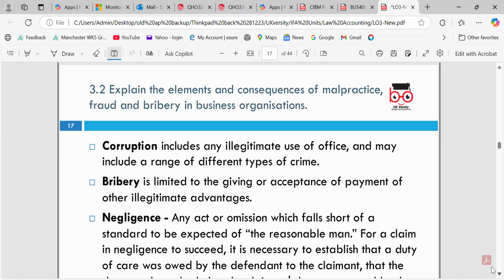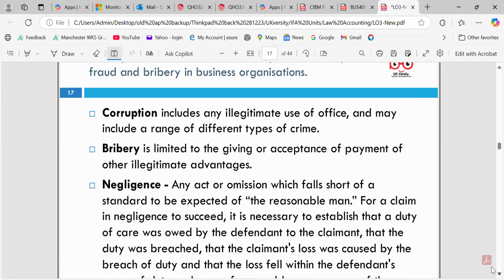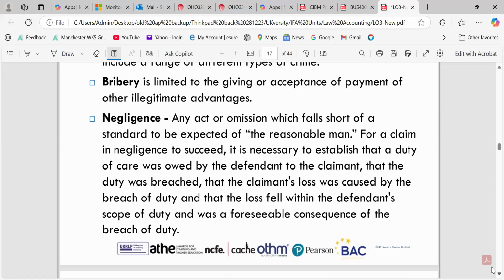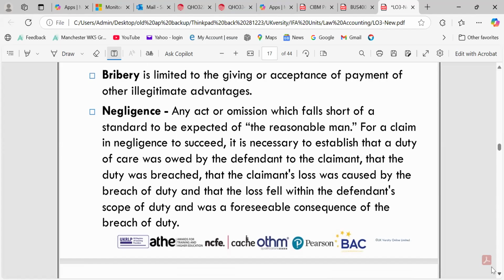Then we have 3.2, where we discuss corruption, which includes any illegitimate use of office and may include a range of different types of crime. Bribery is where you have been bribed or you give a bribe to any official, even a foreign official, which can be charged under the Bribery Act. Negligence is any act of omission which falls short of the standard expected of a reasonable man. For a claim of negligence to succeed, it is necessary to establish that a duty of care was owed by the defendant to the claimant, that the duty was breached, that the claimant's loss was caused by the breach of the duty, and that the loss fell within the scope of the duty. Those we need to look at.